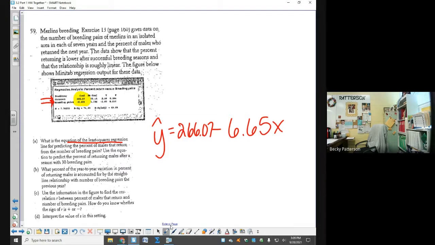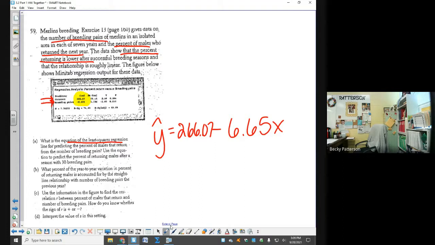Okay, well, I just wrote an equation. What did I not do? I gotta define my variables. Don't write it. Let's just talk. What is x? What are we doing? Yes. And what's y hat? Yep. Isolated area, and the percent of males who returned.